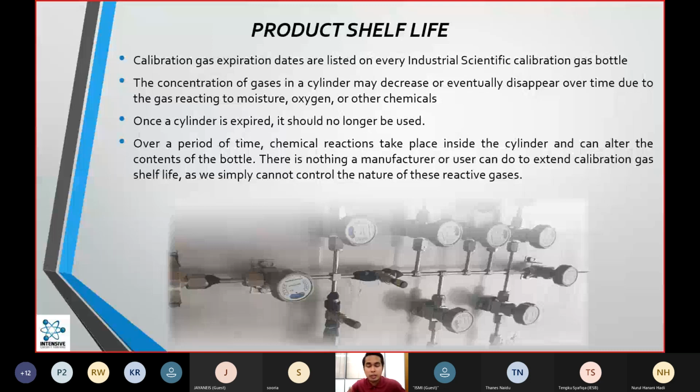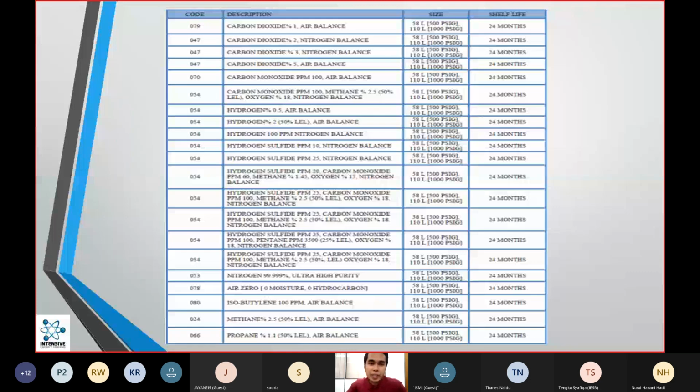Okay, so this is one example for product shelf life. If you can see here, there are a lot. So this is just part of it. I take an example like carbon dioxide, CO2, 1%. If you buy carbon dioxide 1% plus air as the balance, the shelf life should be between 12 to 24 months, and you can see the rest. So if you want to make sure of your calibration gas shelf life, you can refer back to your manufacturer or your gas supplier.